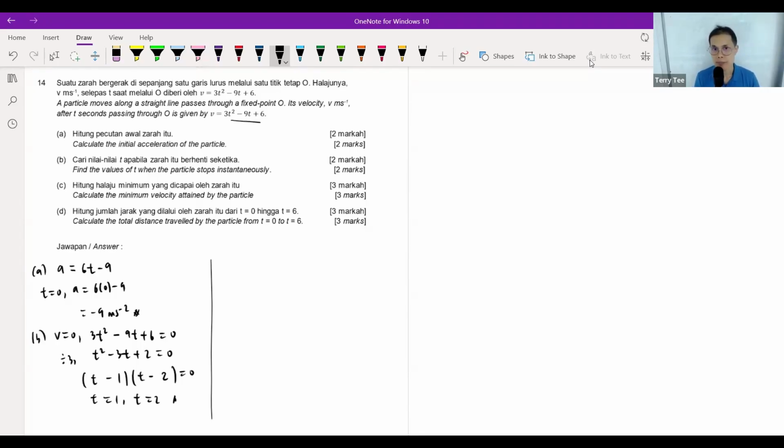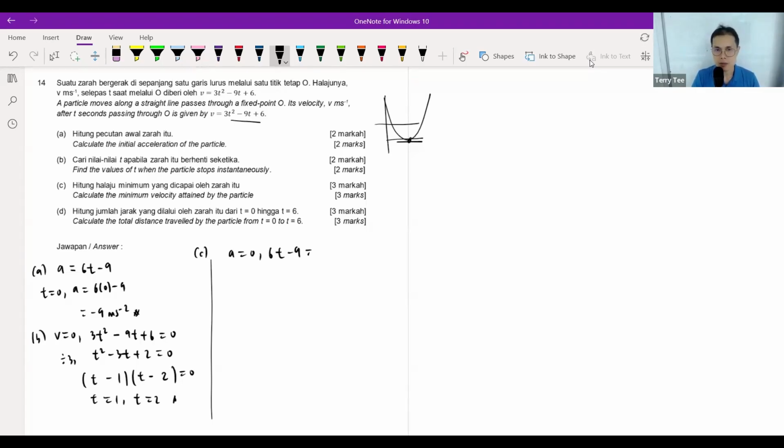Calculate the minimum velocity attained by the particle. Okay, minimum velocity happens when the acceleration is 0. So probably if you draw the graph, it looks like this. The gradient here is 0. The gradient of the velocity-time graph is 0. So we let a be 0.